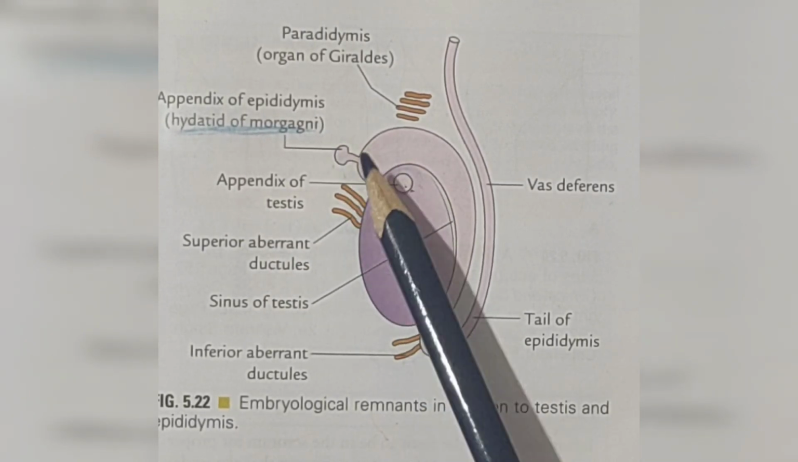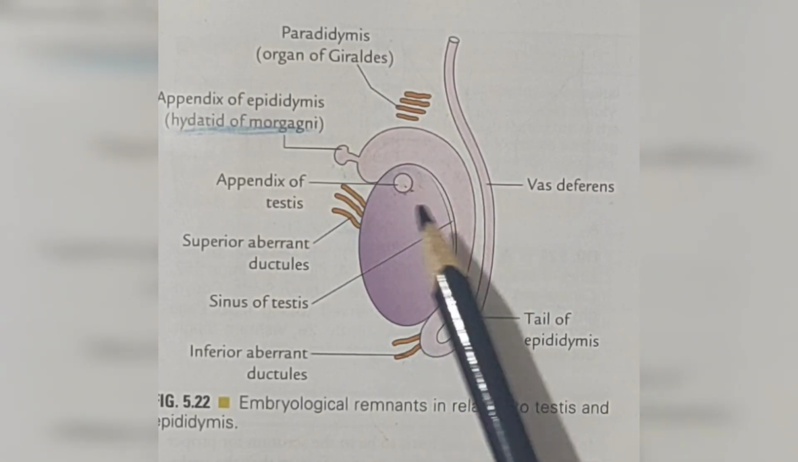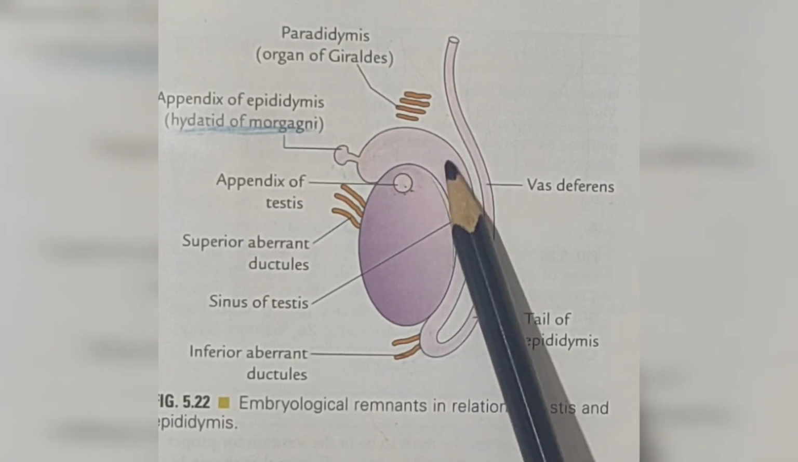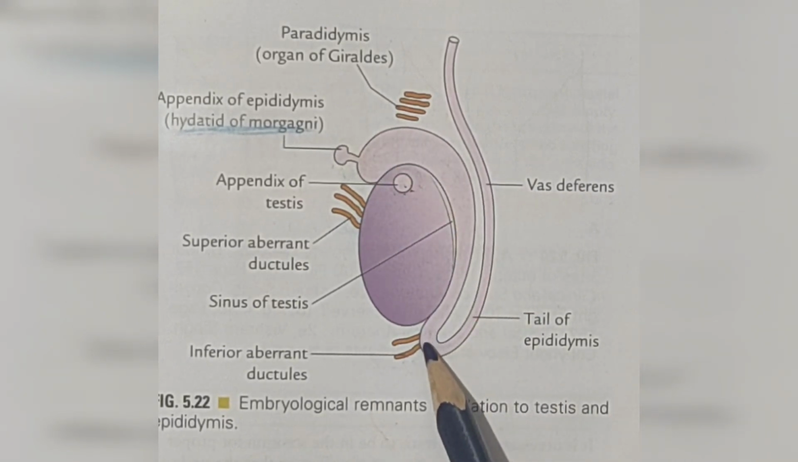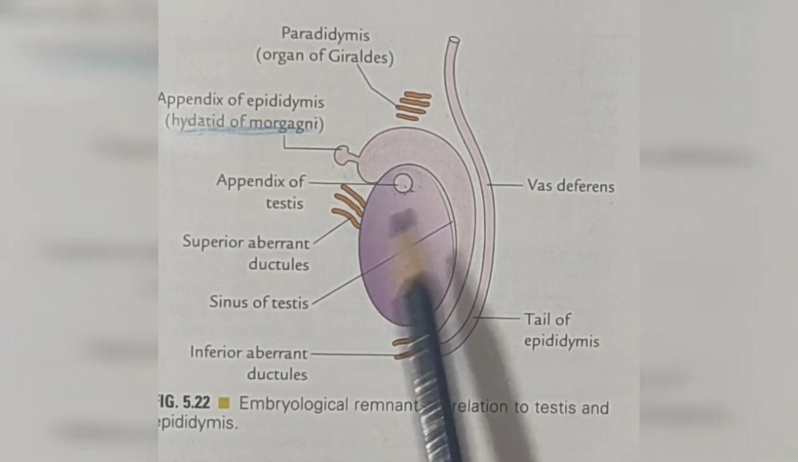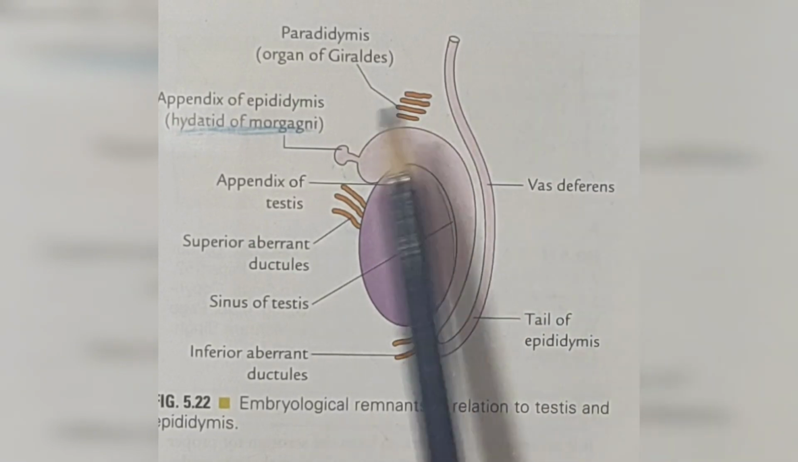This represents the remnant of the cranial end of the mesonephric duct or the Wolffian duct. So this mesonephric duct here, we have the mesonephric tubules, then this tubule further continues as a duct, and this duct later forms the tail of epididymis, vas deferens, seminal vesicles and ejaculatory duct.